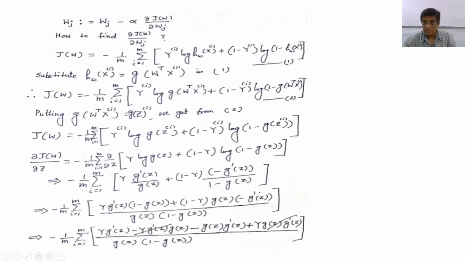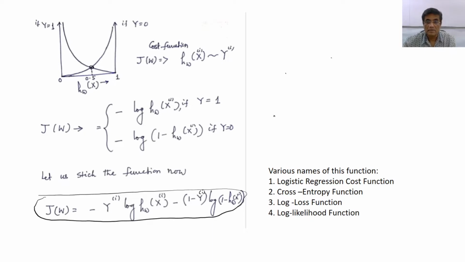Now we need to differentiate this function, because we will run the gradient descent algorithm on it. So on this function we will run gradient descent. That means for doing that you need to differentiate it, right?